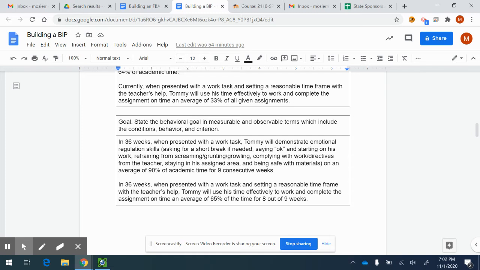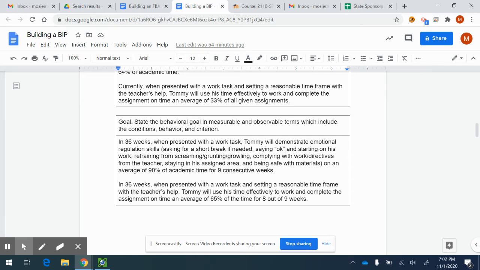Maybe it is increasing the work demand. Maybe it's asking him to do this more than 90% of the time, but we would need to make a change there once he's met that goal. The second goal in 36 weeks, so again, a full academic school year, when presented with a work task and setting a reasonable time frame with the teacher's help. So again, there's that intervention piece that we talked about, the condition of working with the teacher to set a goal for a time frame.